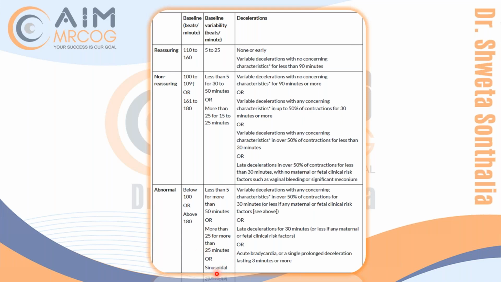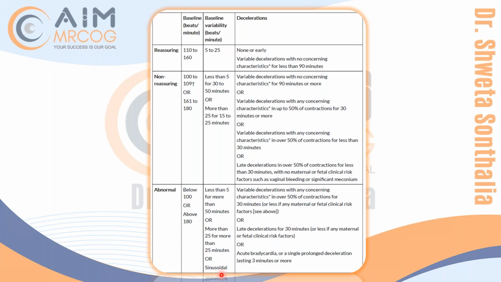Or sinusoidal pattern, we all know that sinusoidal pattern is always bad. It suggests fetal anemia either due to abruption or Rh negative women or something like that. So sinusoidal is always a bad thing. But again, sinusoidal should be continuous, you know. In CTGs, you might see sometimes 5 minutes, 10 minutes of sinusoidal and then it recovered. So it's all right. So that's something you should keep in mind.